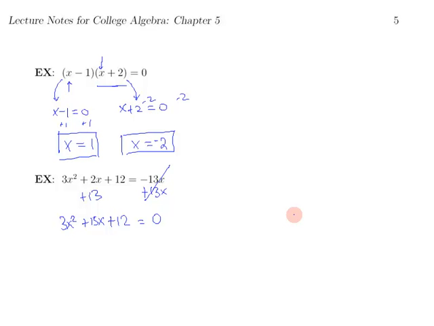Now, you may want to jump to reverse FOIL, but let me warn you, first things first, right? What's the first thing you always try when you try factoring? And if you try it, it'll make your life a whole lot easier, right? Pull out the GCF. What do these three things have in common? They all have a 3, right? So pull the 3 out. I'm going to be left with x squared plus 5x plus 4 equals 0. Now I factor what's remaining.